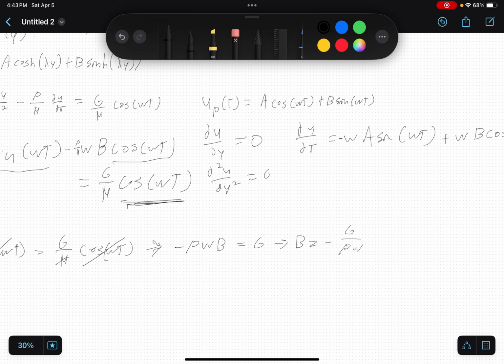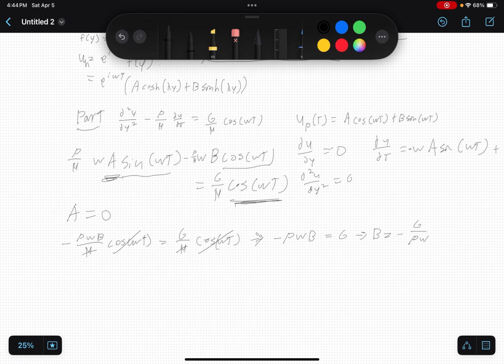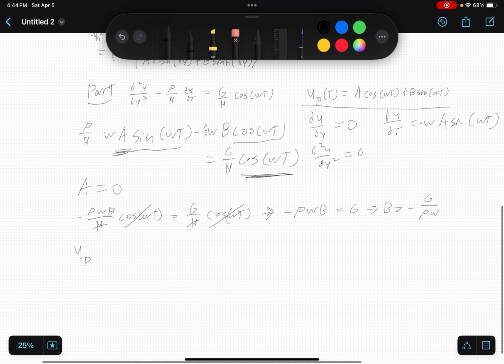Is that similar to what I got in the notes? Yeah. Okay. Cool. So now let's rewrite U particular. So we said A is 0 and B is this thing. So it's negative g over density w sine. It's messy. Sine of wt.